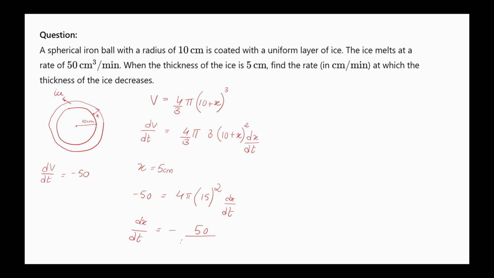So it would become minus of 50 by 4 pi into 15 into 50. Now you can simplify this as much as you want. This would become 5 3s, this would become 5 10s, and here you can further, this would become 5 3s, 5 2s, 2 2s, and so what do we get as our answer? Minus 1 by 18 pi. This would be centimeter per minute, and this is our answer.